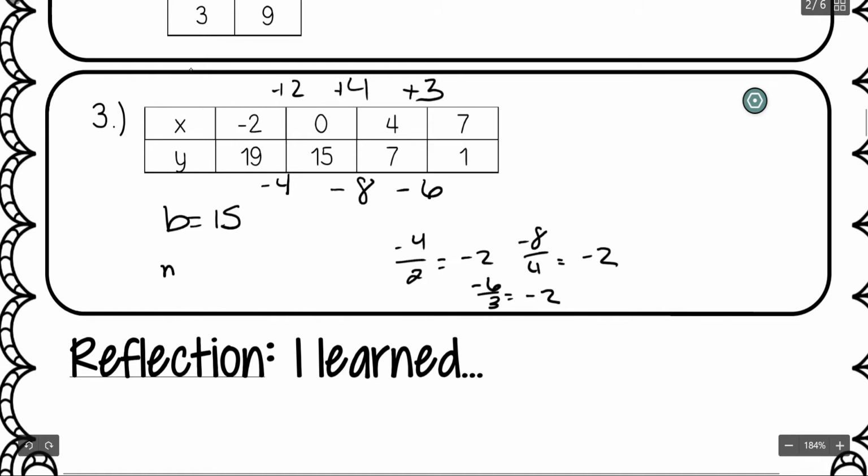So our slope, or m, is negative 2. Got to simplify and make sure they're all the same. So y is equal to negative 2x plus 15.